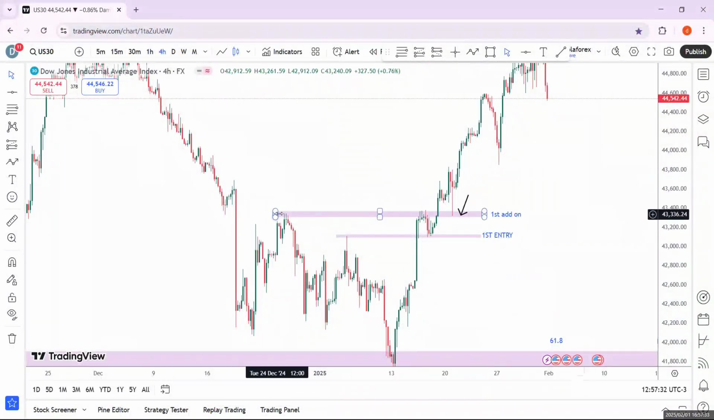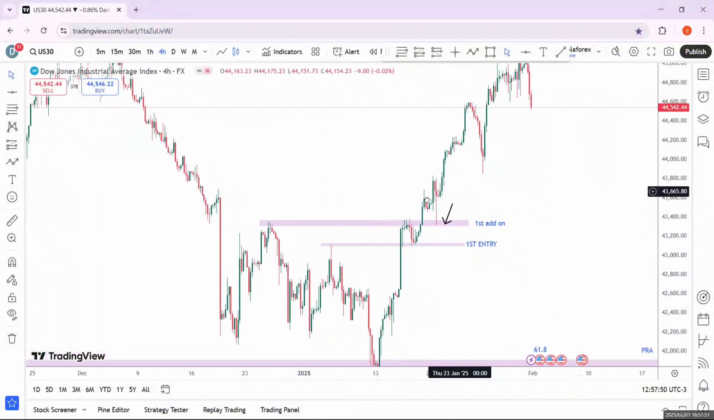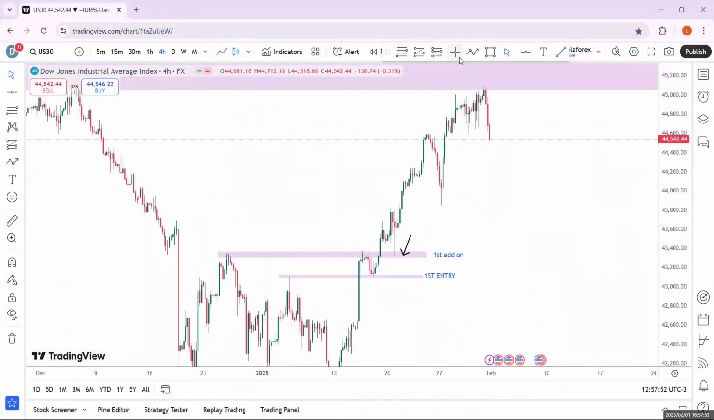Okay, but we can see that this resistance was broken right here, and prices eventually came back to retest that resistance, turning a broken resistance right here to a support. Just like prices did here, it eventually turned this resistance to a support. Then this resistance here, price eventually came back and turned into a support right here. So this is the first add-on. Then where does the second add-on come into place?